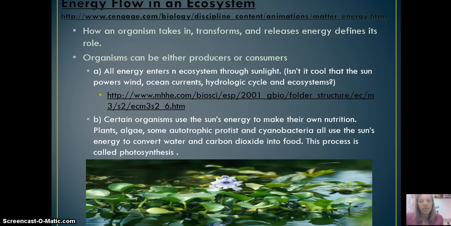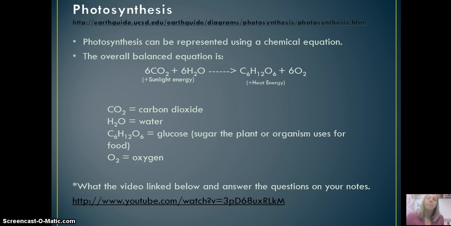Certain organisms use the sun's energy to make their own nutrition. These are producers. That would be your plants, your algae, and some protists, as well as bacteria. The process that they use to make their own food is called photosynthesis. And I know that you learned a little bit about this last year, so I just want to recap on it. Photosynthesis can be represented using a chemical equation, and it's a balanced equation. So I'm going to talk a little bit about how this is a balanced equation.